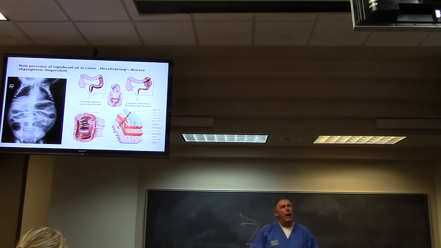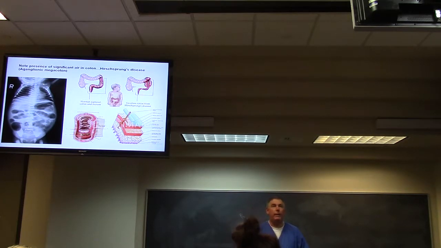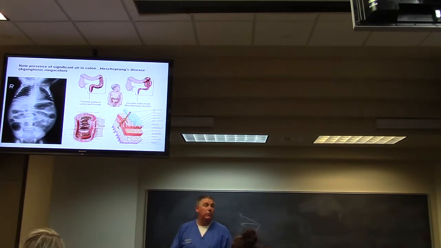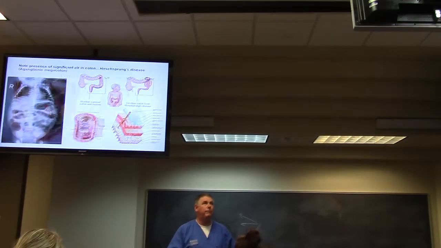I mentioned either yesterday or today, I'm not exactly sure when, Hirschsprung's disease, aganglionic megacolon. So here the cell bodies are located between the muscle layers. You kept asking me about the muscle layers, so there they are.